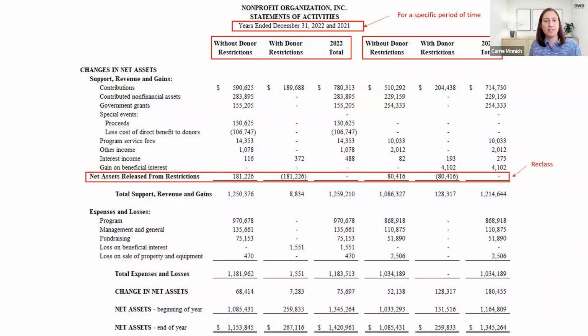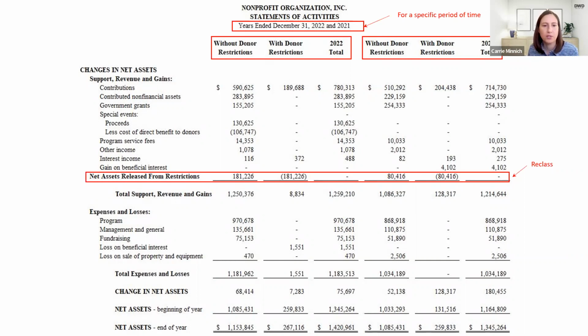So it's not money coming in or going out from somewhere. It's just we're moving it from one pocket to the other. That's what that is doing. So when you see net assets reclassed from restrictions, that's what that line means.